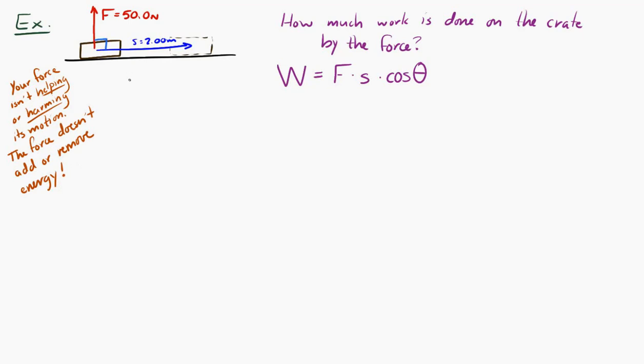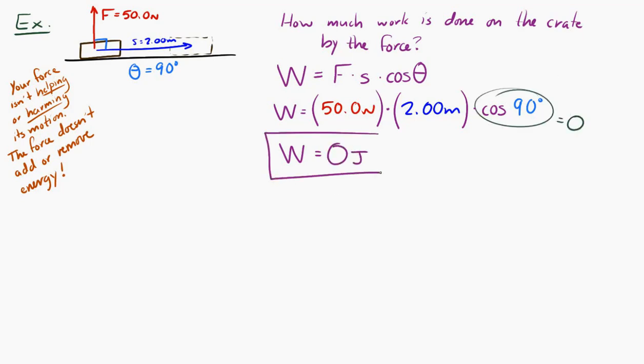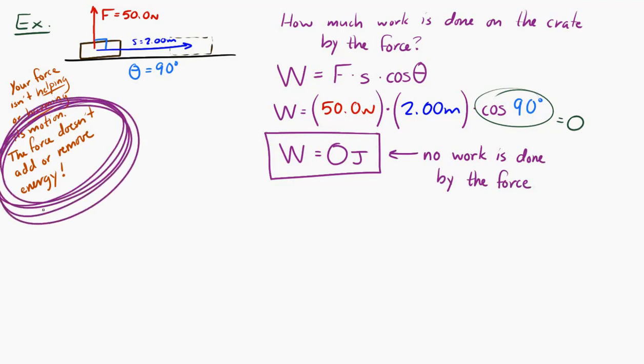So when we solve for the work, it is equal to 50 newtons times 2 meters times the cosine of 90 degrees. 90 degrees is the angle between the force and the displacement. So in this situation, well, the cosine of 90 degrees is 0, so the work done by that force is 0 joules. No work is done by that force. That force didn't add or remove any energy from that block.